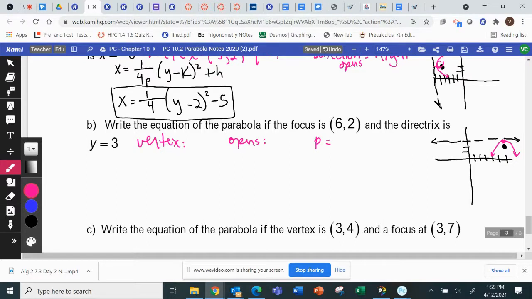So which way is it going to open? Down. So that opening down tells me that my p-value is going to be negative. So then to get the p-value, I need my vertex first. To get the vertex, it's going to be equidistant between the focus and the directrix, and there's only 1 unit there. So it's in the halves. Vertex is at 6, 2.5. So my p-value is going to be -1/2.